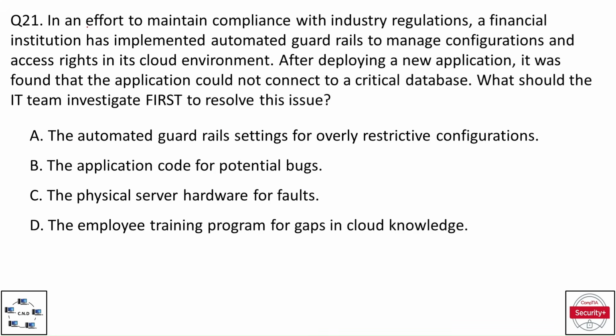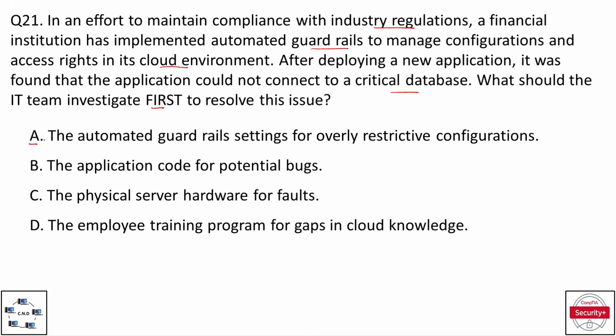Question number 21. In an effort to maintain compliance with industry regulations, a financial institution has implemented automated guardrails to manage configurations and access rights in its cloud environment. After deploying a new application, it was found that the application could not connect to a critical database. What should the IT team investigate first to resolve this issue?